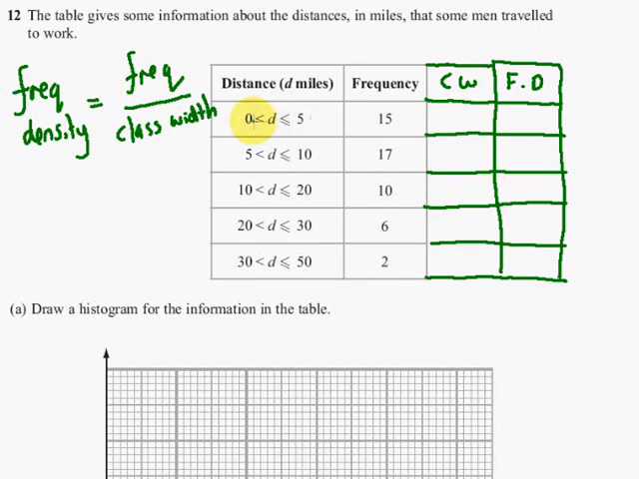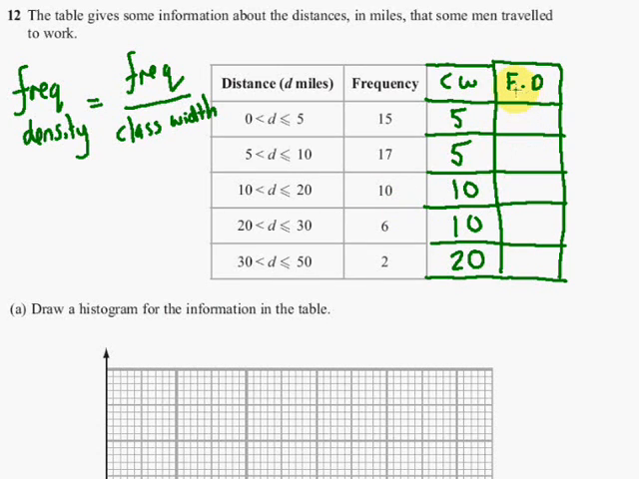First of all, the class width, from 0 to 5, the class width is 5. From 5 to 10, the class width is 5. It's like the gap, okay? So 10 to 20 is 10. 20 to 30 is 10 again. And 30 to 50 is the biggest gap, the class width is 20. So you have to get your calculator and make sure you divide this the right way round.